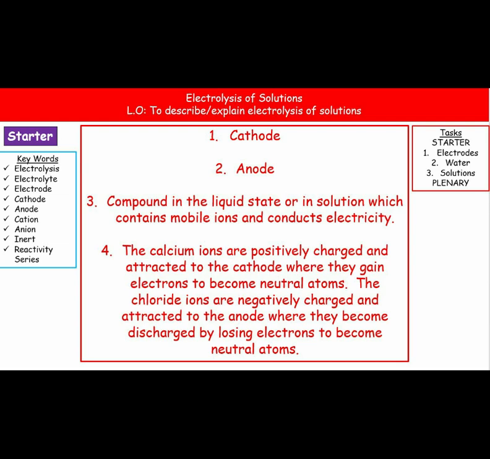And then finally for number 4, what we needed to say here is something about the calcium ions being positively charged and therefore attracted to the negative cathode. And when they're at that cathode, they're going to gain electrons to become neutral atoms. We do the same thing for our chloride ions, pointing out that the chloride ions are negatively charged and therefore they're attracted to the positive anode, where they're discharged by losing electrons to become the neutral atoms.